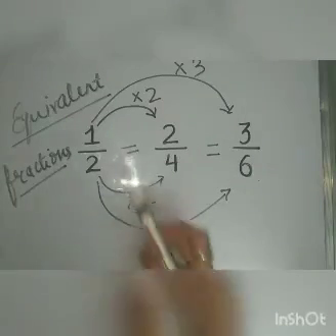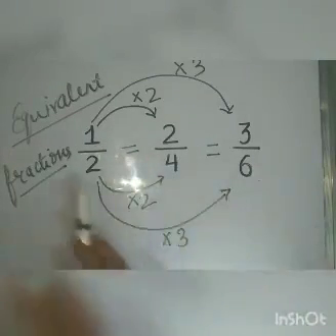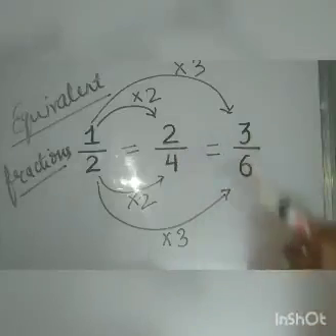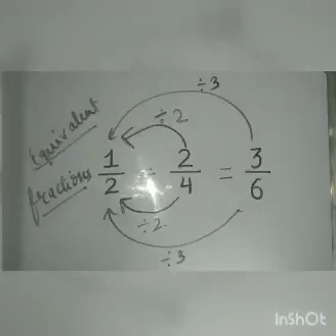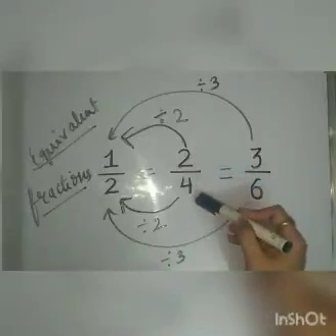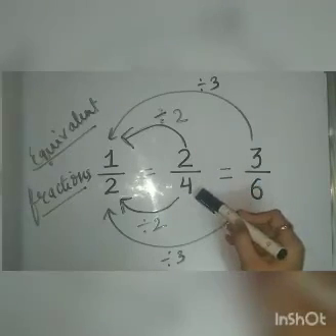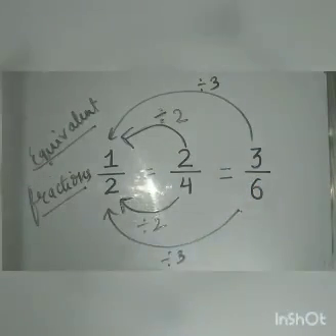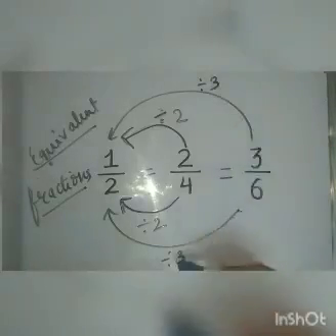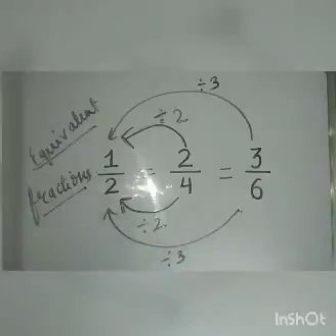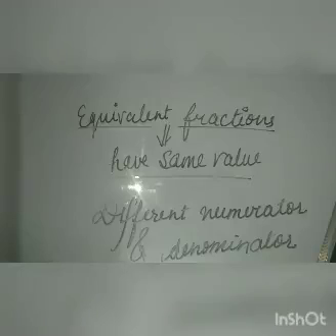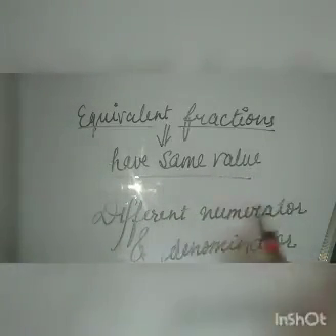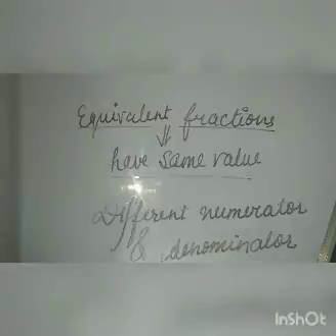So if we multiply both the numerator and denominator of the given fraction by the same number, then we will get an equivalent fraction. Similarly, to find an equivalent fraction, we can divide both the numerator and denominator by the same number. 2 by 4 divided by 2, we will get 1 by 2. 3 by 6 divided by 3, we get the equivalent fraction 1 by 2. We can define equivalent fractions as the fractions that have the same value but different numerators and denominators.